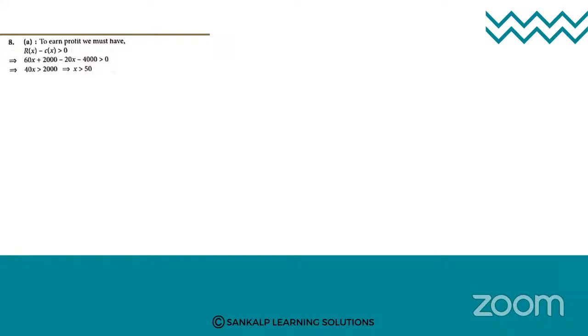So on simplifying, we can see 30x is greater than or equal to 2000, or on simplifying we get x greater than or equal to 50. So the option A will be the right option. Option A gives us the right option. Yes, two of you have answered correctly. Next question, question number 9.